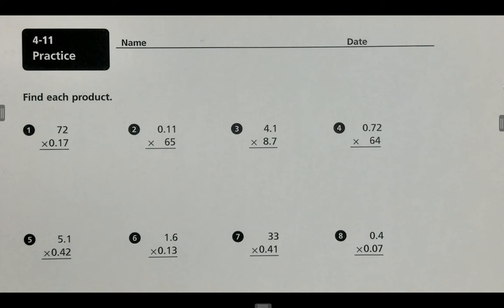Lesson 411, final review of multiplying decimals. In this lesson, we're not going to introduce any new concepts. We're going to practice what we have already learned with multiplying decimals. We'll do the odds from the section at the top and then see where we're at with the word problems at the bottom. Let's get started.